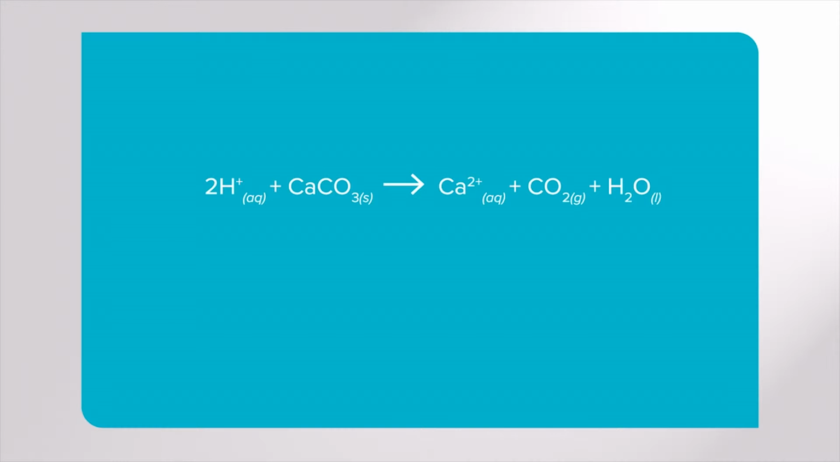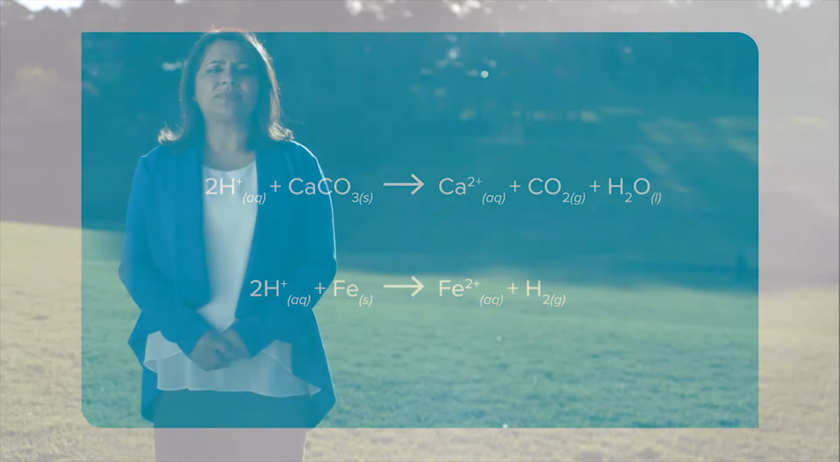Acid rain also contributes to the corrosion of structures containing metals, such as bronze, and the deterioration of paint and stone. For example, structures containing iron can react with acids as shown.